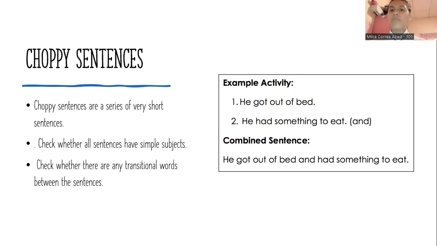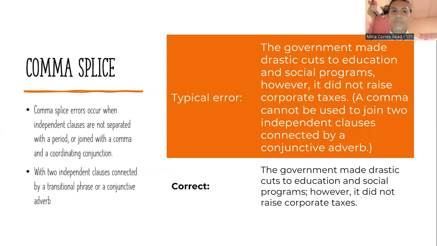"He got out of bed. He had something to eat." Instead of putting all those things, we can just combine these short sentences and make one combined sentence, which will sound: "He got out of bed and had something to eat." The transitional word that we use here is "and," but we can use different ones like so, but, however, and many others that make it easier to make one sentence.